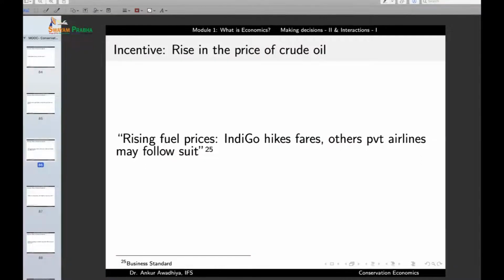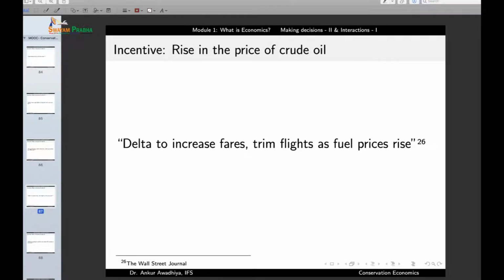And in this case, this someone else is the consumer. Because the price of fuel has gone up, the ticket prices also go up. So in this case, the increase in the price of the ticket for the airline will now act as an incentive for other people as well. Delta Airlines to increase fares, trim flights as fuel prices rise.